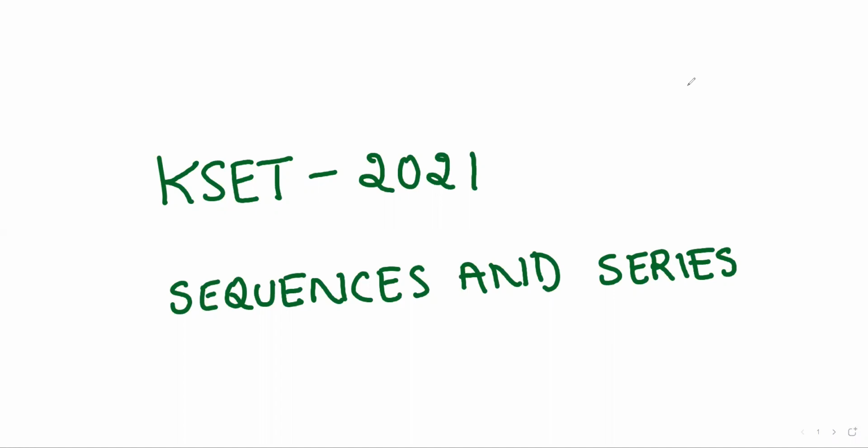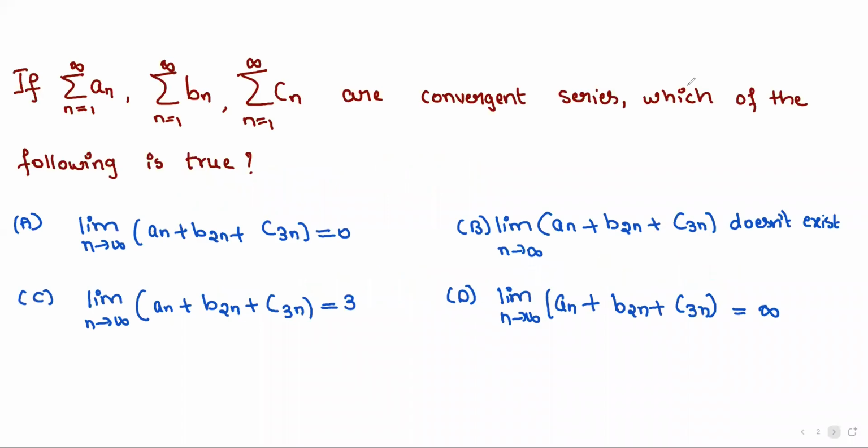In this video, we shall discuss KSET 2021 sequence and series problems. First one: if series ΣAn, ΣBn, ΣCn, where n is running from 1 to infinity, are convergent series, then which of the following is true?